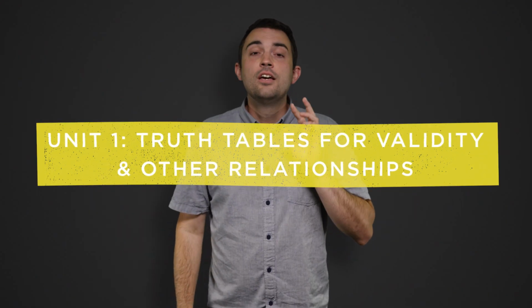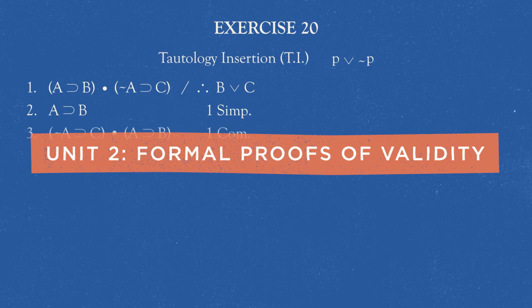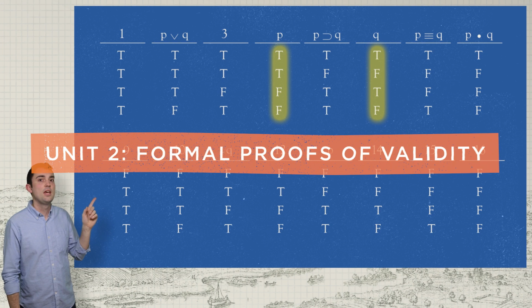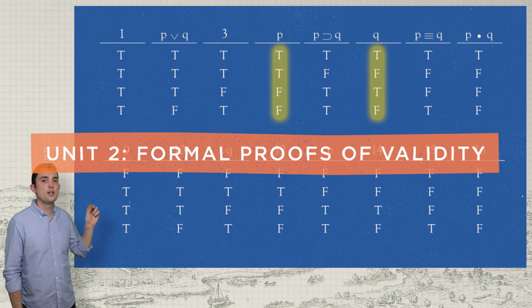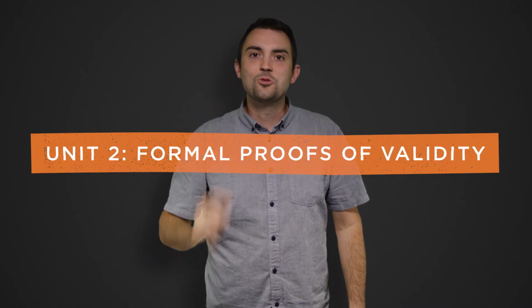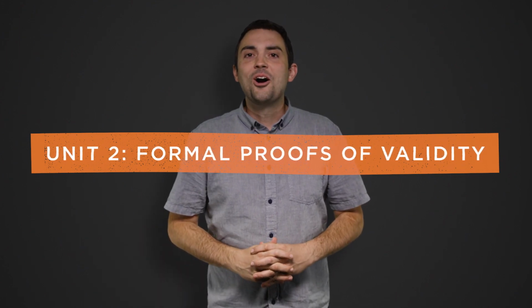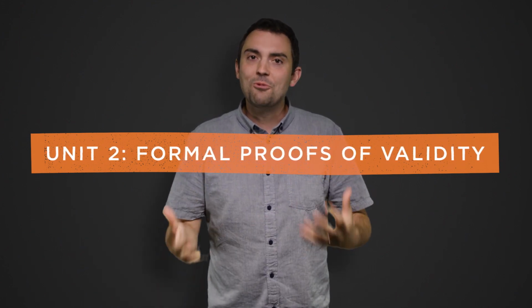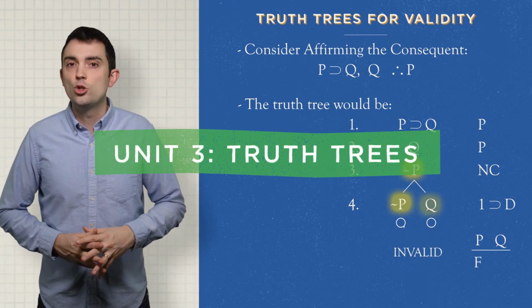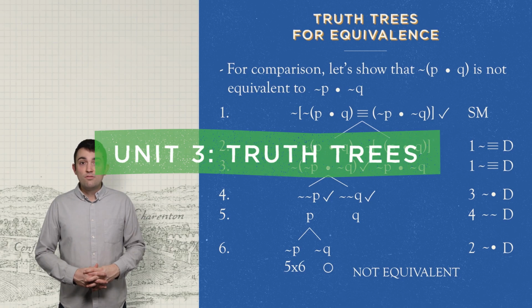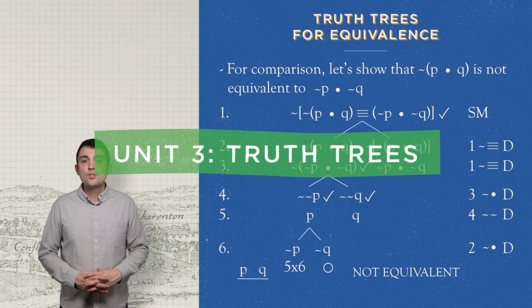So that's Unit 1. Unit 2 covers formal proofs of validity, which is probably the closest that you can get to watching the most basic step-by-step process that we humans use to reason, or at least it's the process that we should use to reason. We are not often solely rational. Unit 3 covers truth trees, another method for visualizing how large arguments are made out of tiny basic propositional parts.